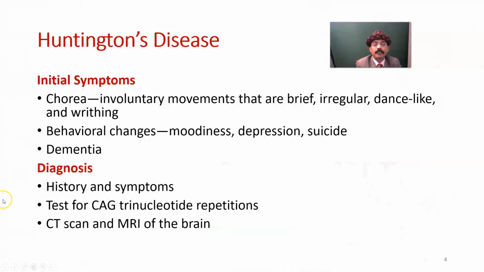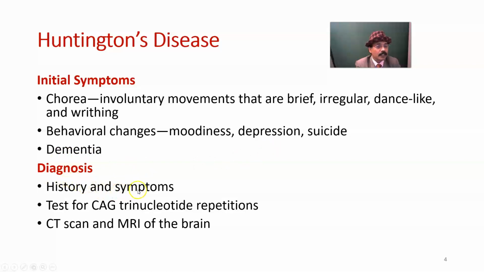So what are the initial symptoms? Chorea. What is chorea? Involuntary movements that are brief, irregular, dance-like and writhing. Behavioral changes, moodiness, depression, suicide. And suicide is 5 times more common among Huntington disease patients. There will be dementia.